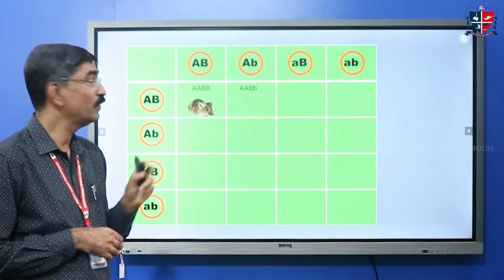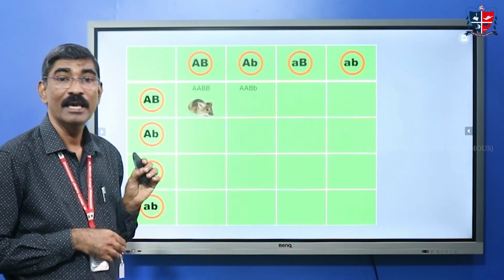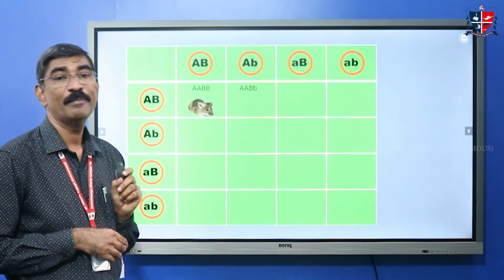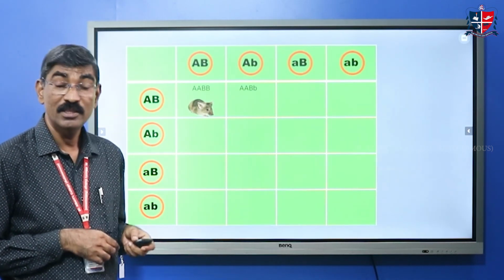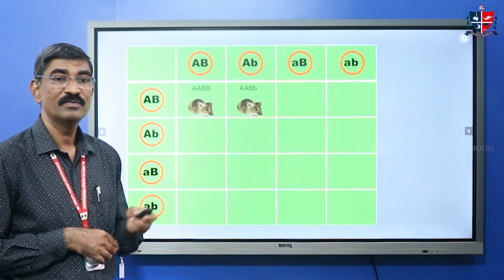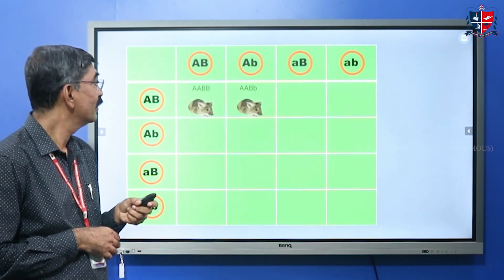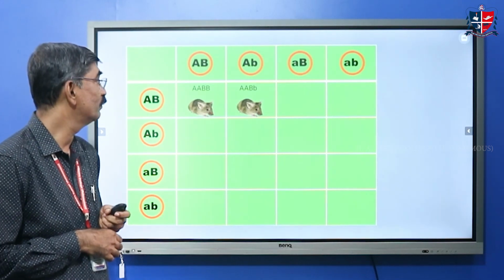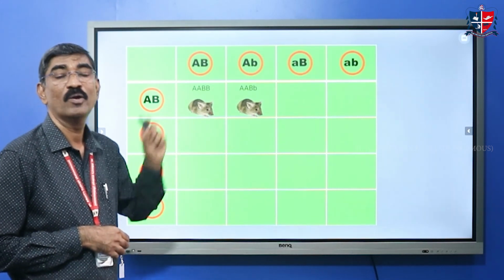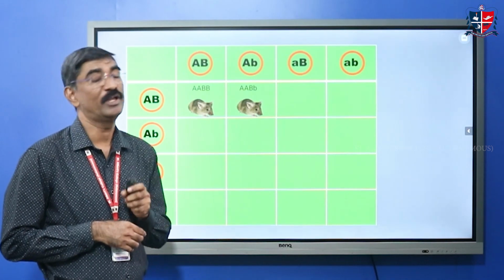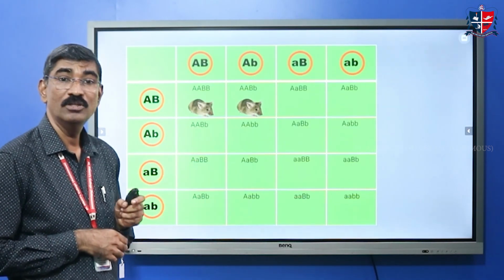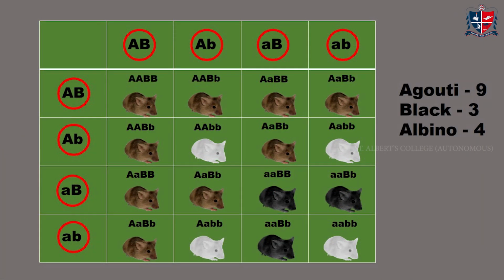Then the second one, here the gametes are capital A, small b. Here it is again capital A, small b. What can be the genotype? It is capital A, capital A, capital B, small b, and the phenotype will be agouti. Similarly, we will write all the genotypes and the corresponding phenotypes like this.